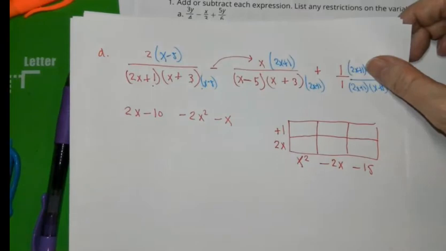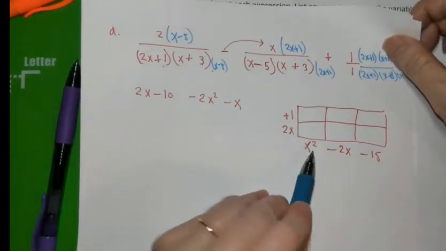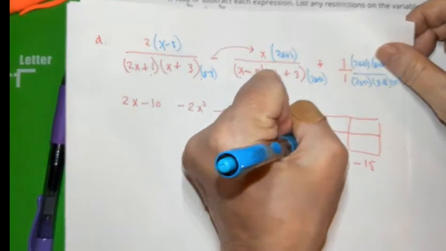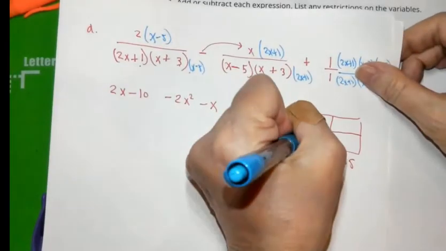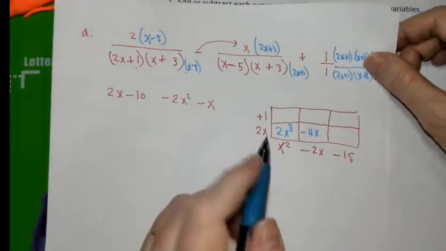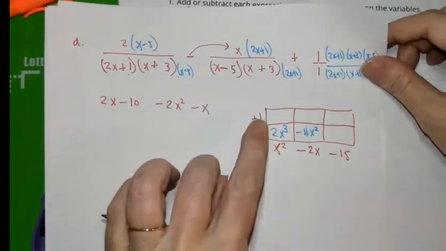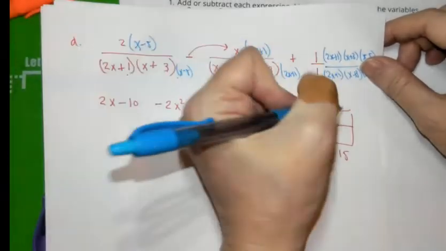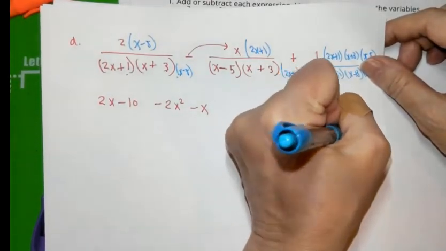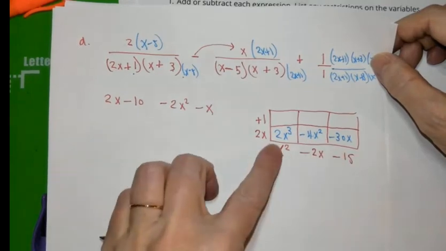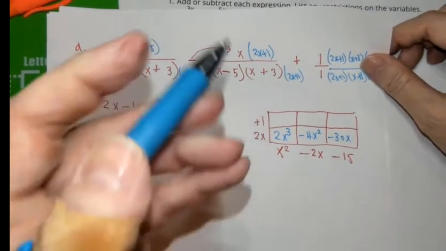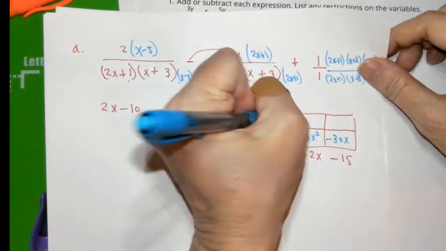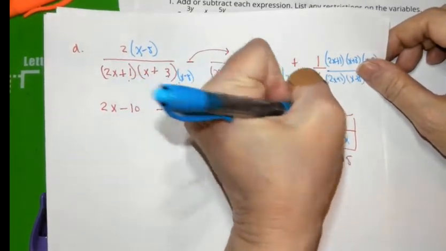Now let's multiply and fill in this box. So 2x times x squared is 2x cubed. 2x times negative 2x is negative 4x squared. Not bad. 2x times negative 15 is negative 30x. Okay, I think I got the bottom row. Let's do the top row. This is the easy row. Everything's times 1, so this will just be x squared, this will be negative 2x, and this will be negative 15.